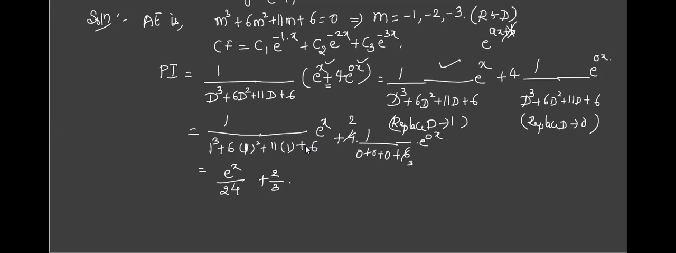What is the value of e raised to 0x? 1. I will not write it. Why have I written it? Because we wanted to apply the procedure. Once it is done, no need to write it as e raised to 0x. You can just write only 2 by 3. Hope the part is clear now. Again, the last step, it is your duty to write it and complete.